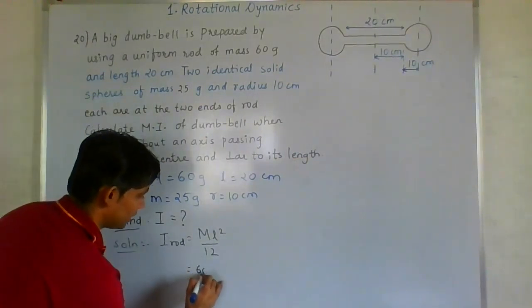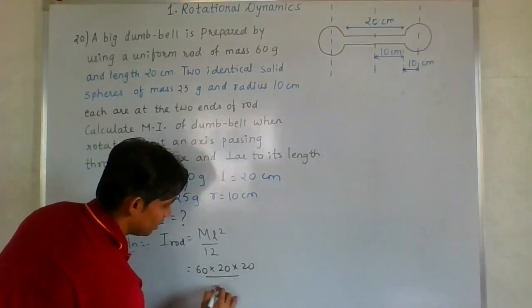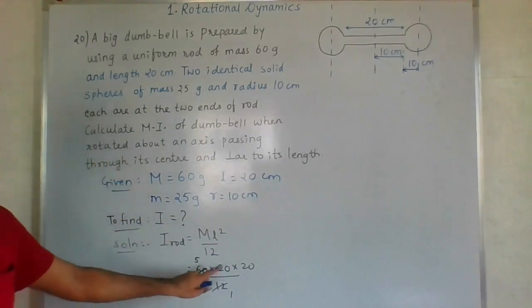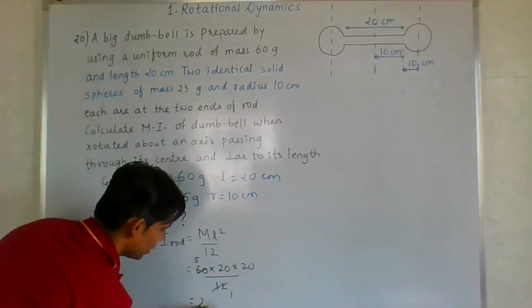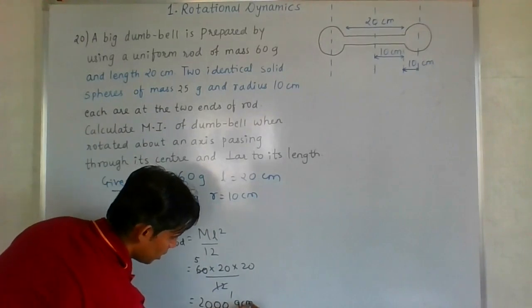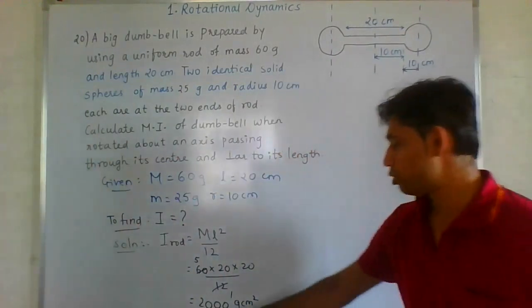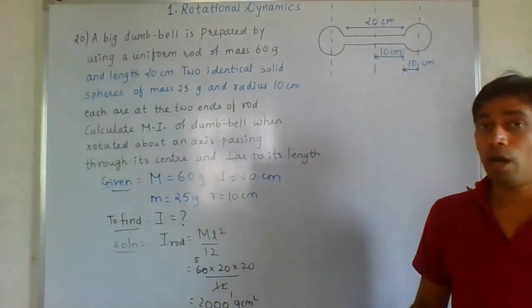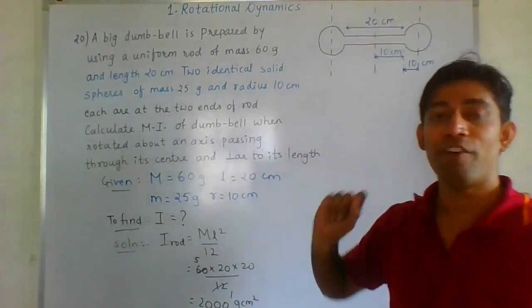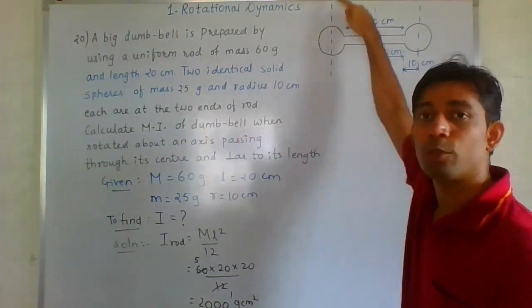Okay, so m is 60, L is 20 into 20 and this is divided by 12. 1's a 5's a 5, 2's a 10, 10 2's a 20 and 2 more zeros. So this is how we get 2000. Okay, the rod's value is found. Got this? 2000 is written over here. Now about the sphere, try to understand. The sphere formula is 2 by 5 mr square. Correct? But it is passing through the center from here, so.